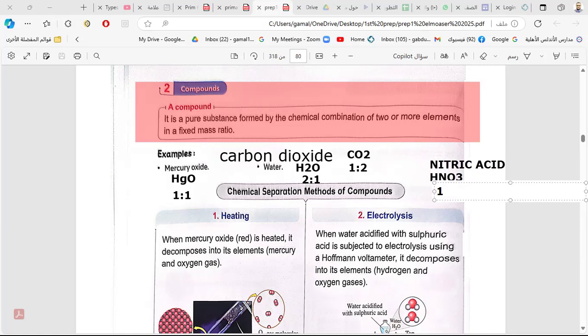HNO3. What is the ratio now? 1 to 1 to 3. Hydrogen 1, nitrogen 1, oxygen 3. So this is nitric acid. It is a fixed ratio. You cannot change the number of hydrogen atoms, nitrogen atoms, or oxygen atoms because you are talking about nitric acid.